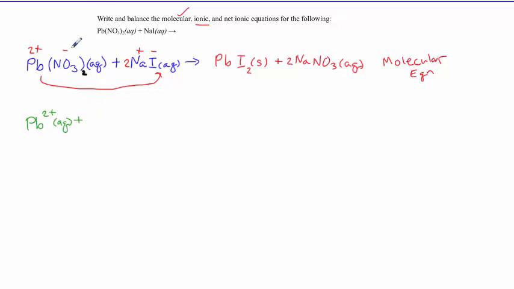Now the next part here is the nitrate. This is where students get confused, because they want to write NO3 with a subscript of 2. But here's what this really looks like. I have this compound, lead nitrate. So let's just illustrate this really quickly here.